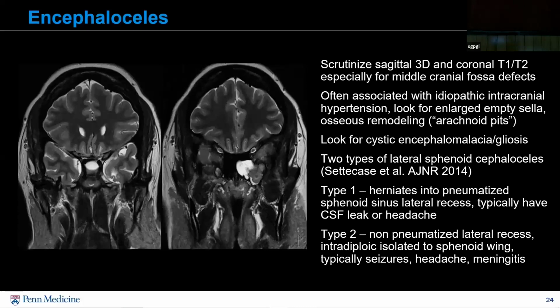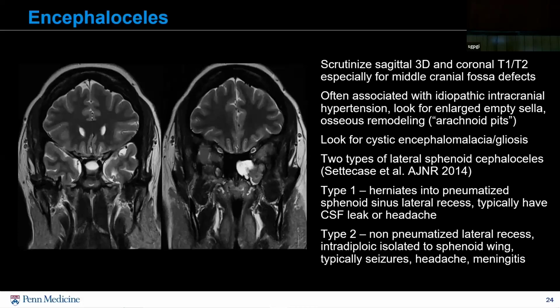If there is, as in type 1, then a cephalocele can permeate into the recess and cause a CSF leak with intracranial hypotension and present with headache and rhinorrhea. In type 2, without the pneumatized recess, there's nowhere for the cephalocele to go and it remains intradiploic, but can still develop gliosis and irritation and present with seizures.